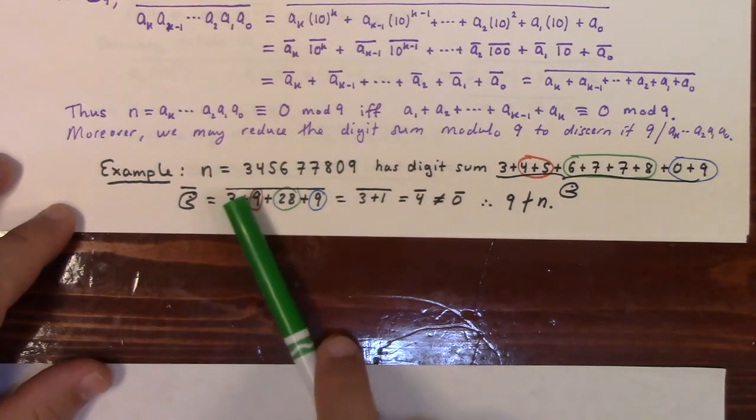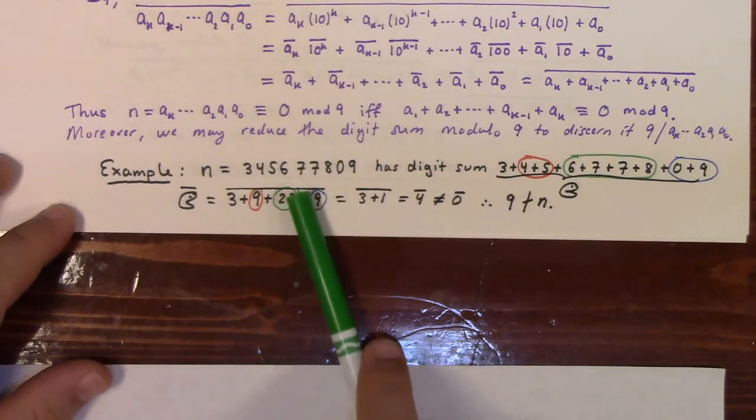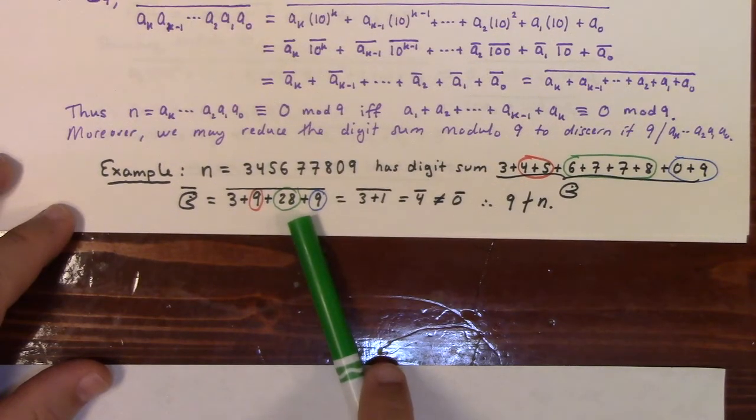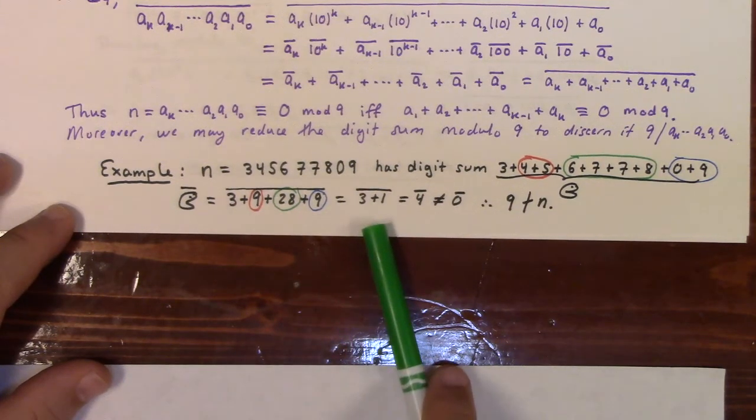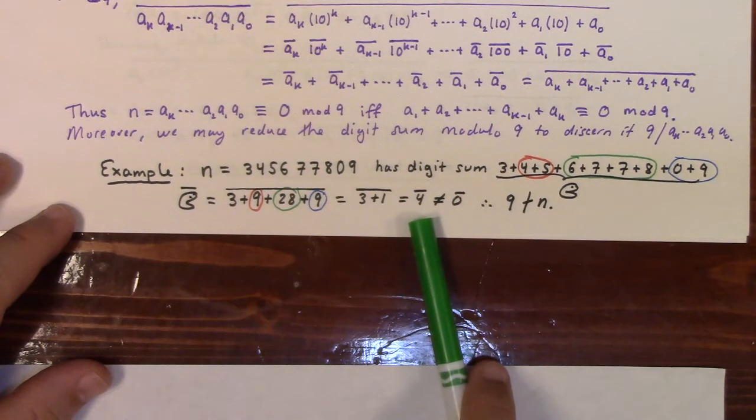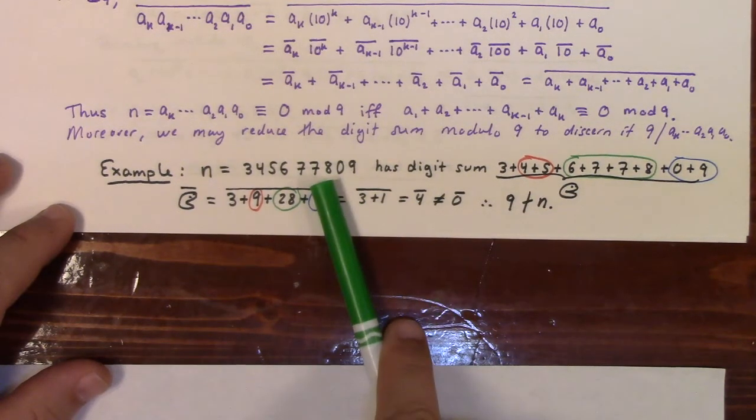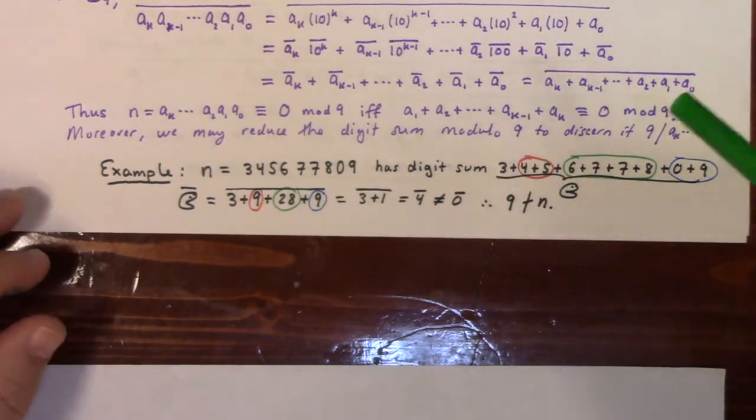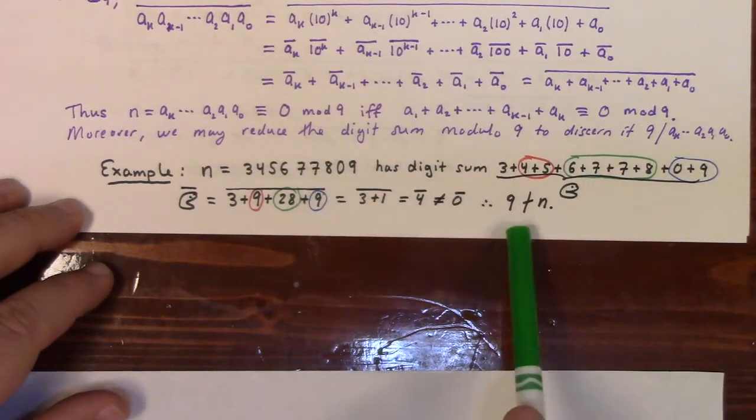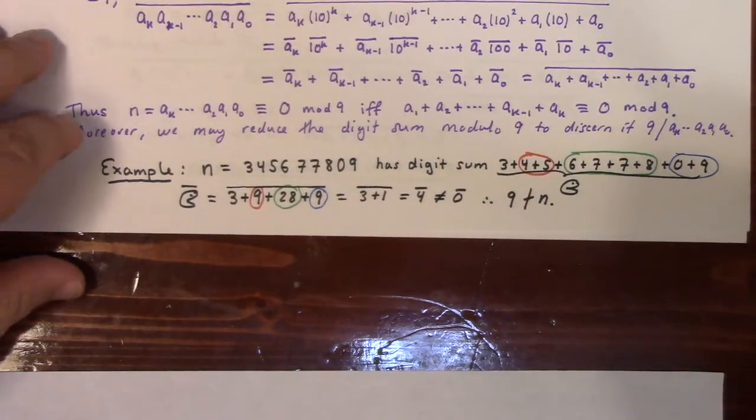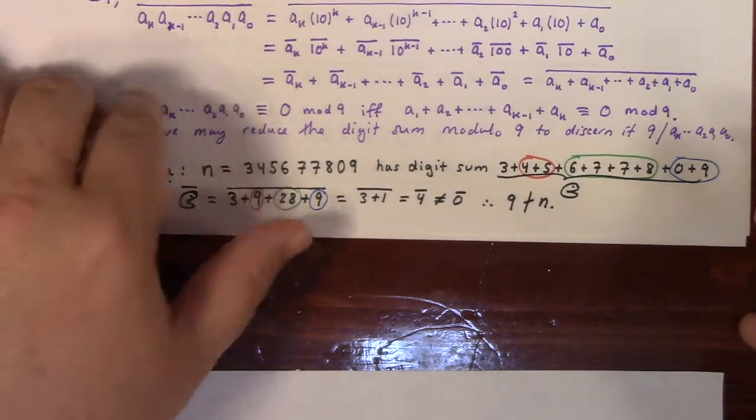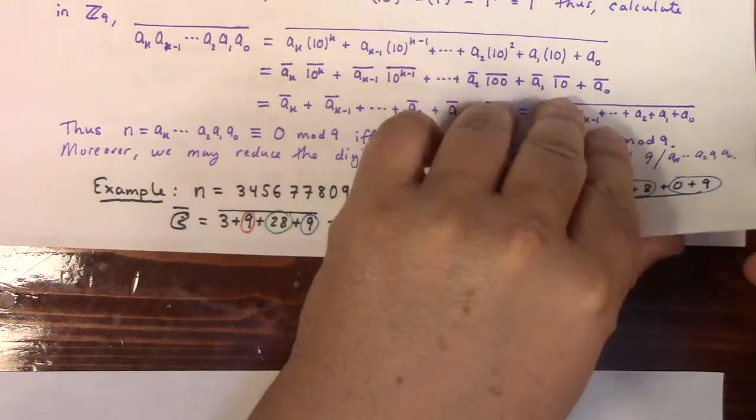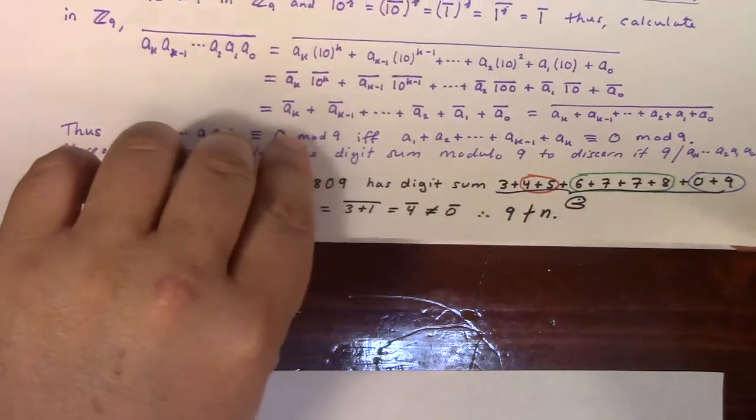But you notice that the 9 drops to 0, and this 28 is congruent to 1 because it's 27 plus 1. So that drops to 1. Again, the 9s drop to 0 in this calculation. And so we get 4. So no, this number is not divisible by 9. In fact, if you were to divide this number by 9, it has a remainder of 4. All right? So it's pretty neat, actually. And that's, again, easily derived with modular arithmetic.